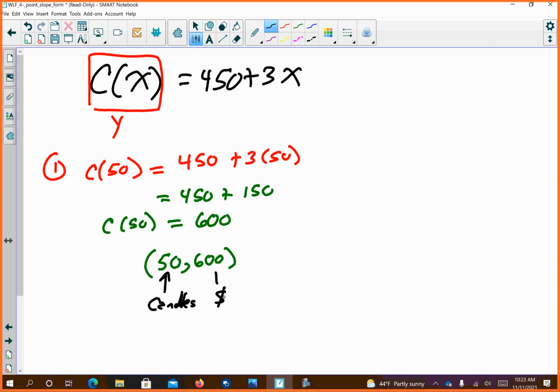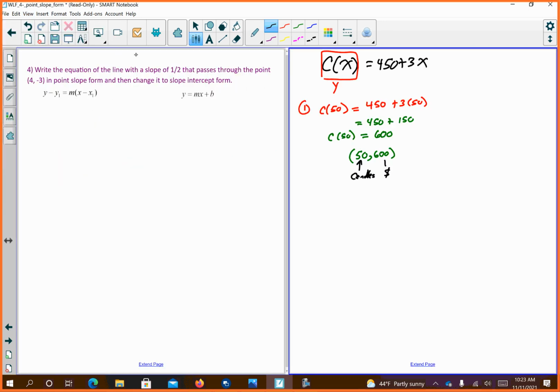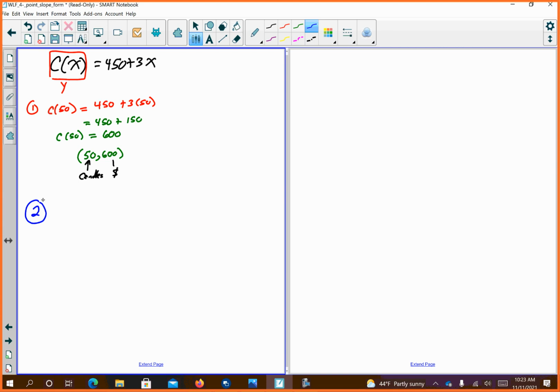So that's really all it comes down to. And then I'll do this. I'm going to split our screen up, so it makes it a little smaller, but it'll still work. All right, so problem number 2 says determine the output of the function when the input is 100, and interpret both in the context.